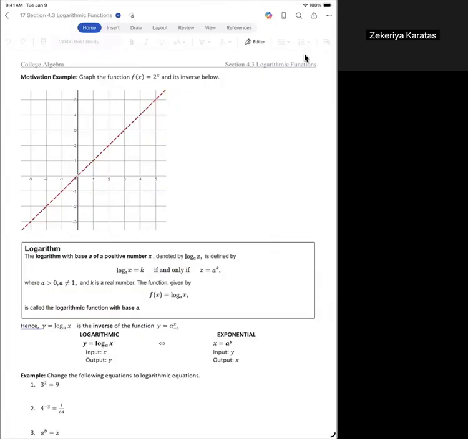So let's graph 2 to the x as a start. Let me create a table. Here's my x values and here's my y values. Let's choose simple values: negative 1, 0, 1, 2, and y is 2 to the x. So I get 2 to the negative 1, which is 1 over 2. 2 to the 0 is 1. 2 to the 1 is 2. And then 2 squared is 4.